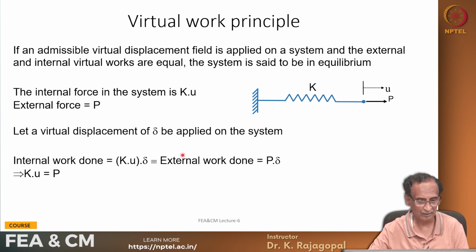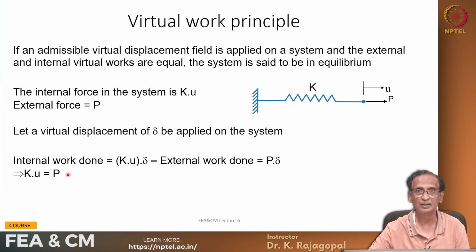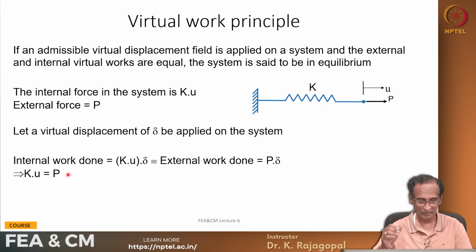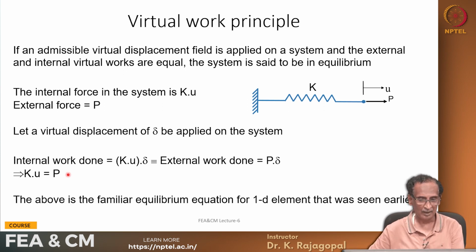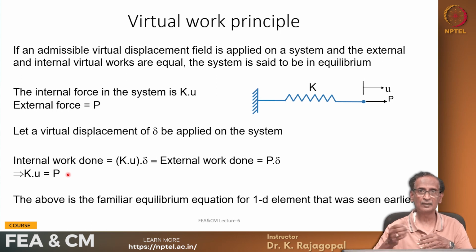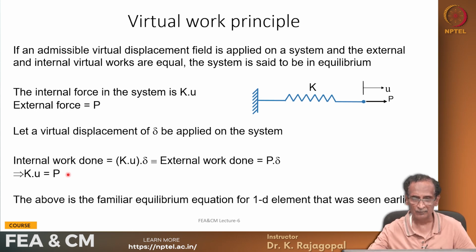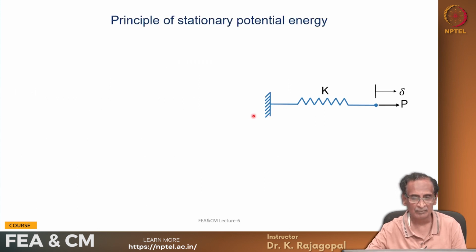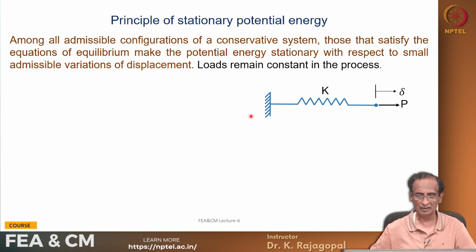So, if you cancel out delta from both the left hand side and the right hand side, we are left with k times U is P. That is our familiar equation, stiffness times displacement is equal to P, the load. This is what we have seen for one dimensional elements, and in fact even the spring is a one dimensional element.